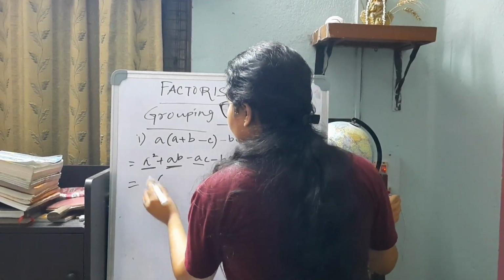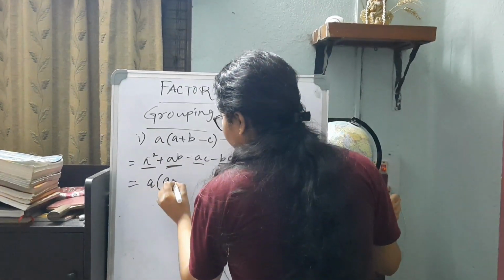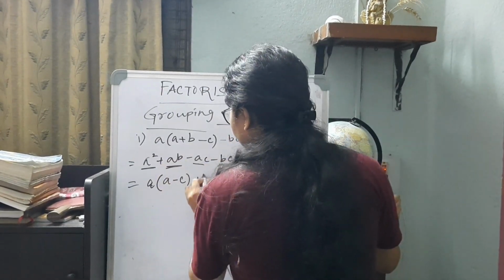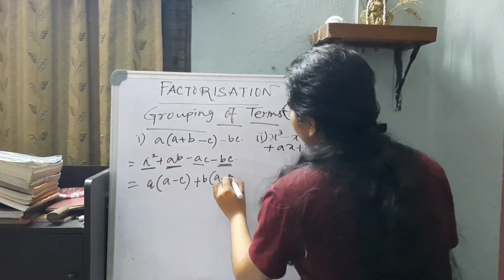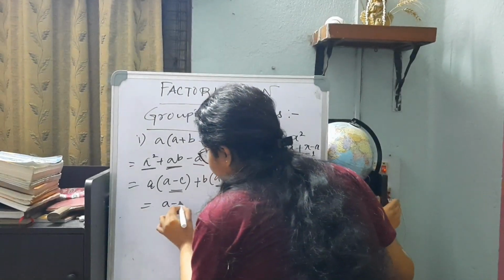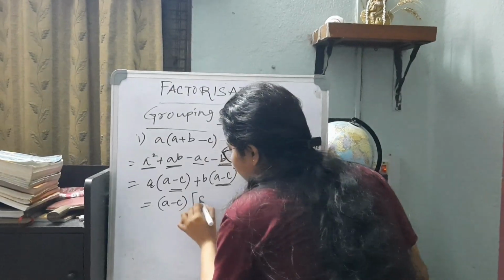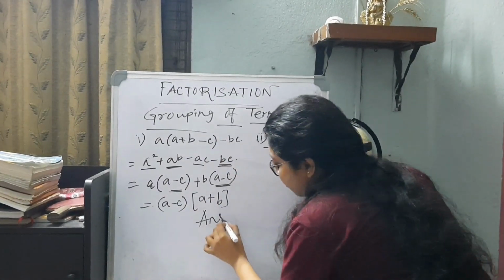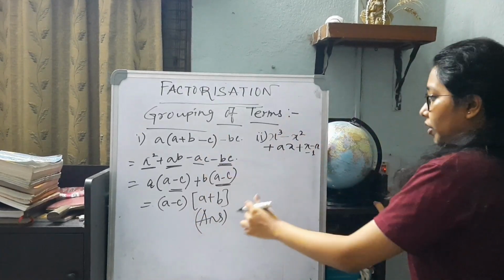So taking A as common, this one will be A minus C, and from this one if I take B as common, we get the common factor A minus C in both of them. So our answer is A minus C taken common, now A plus B. So this is our answer for this part 1 question.